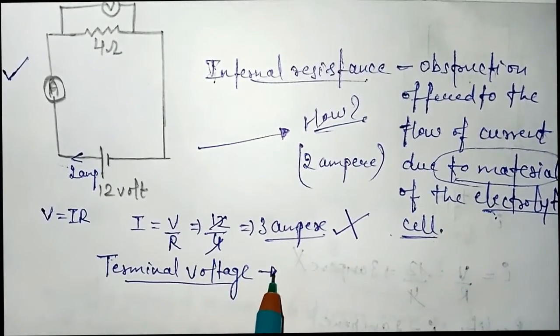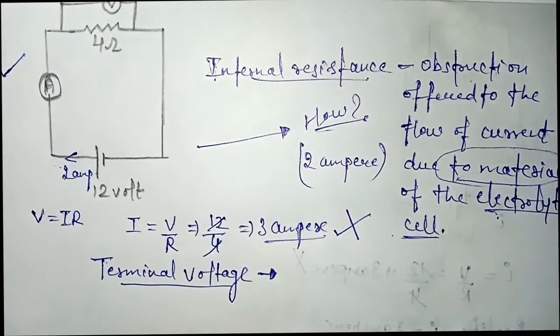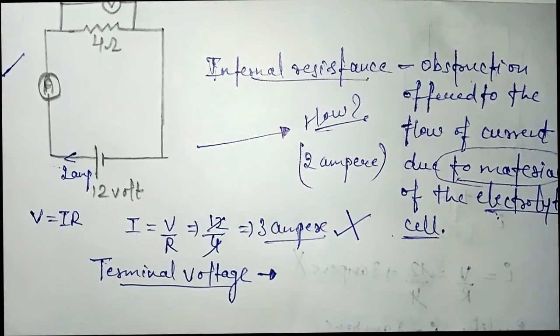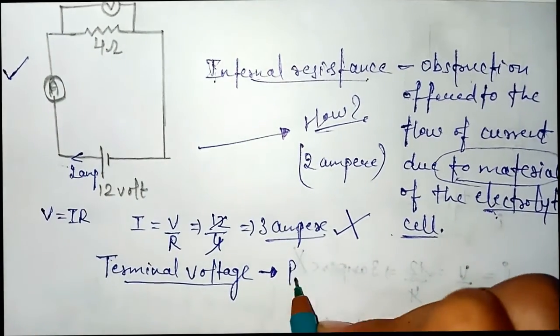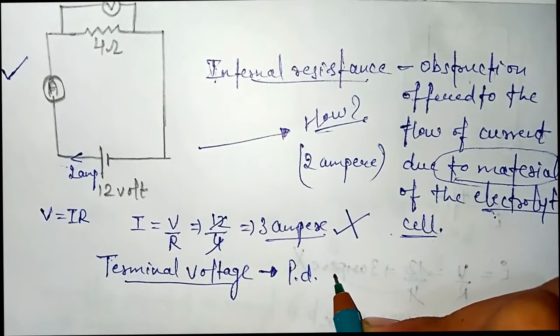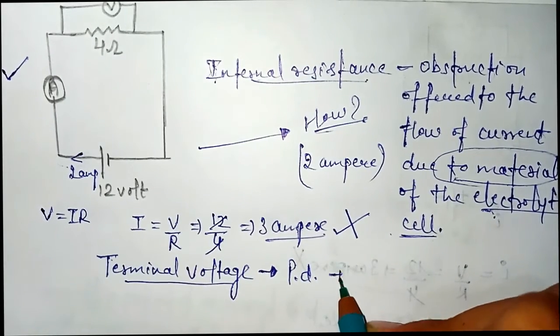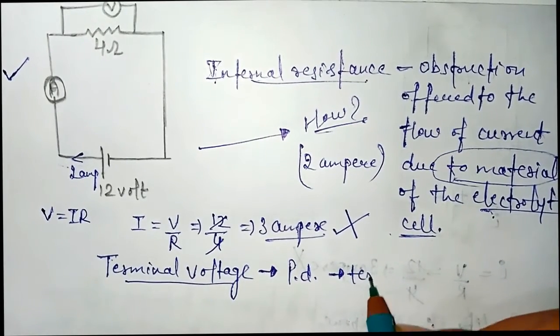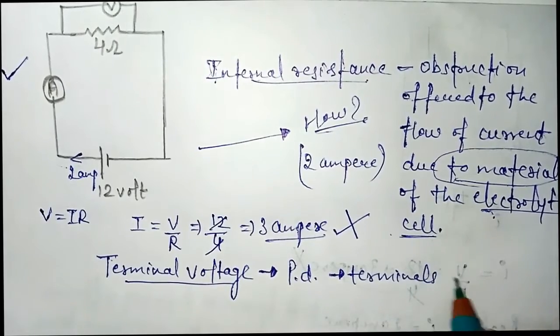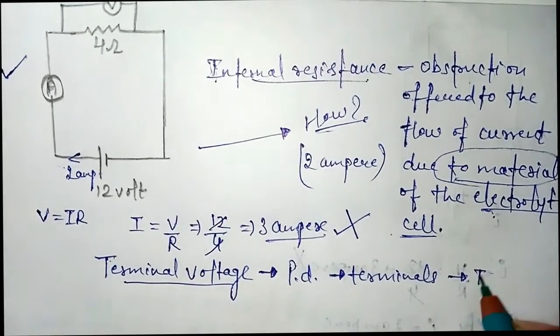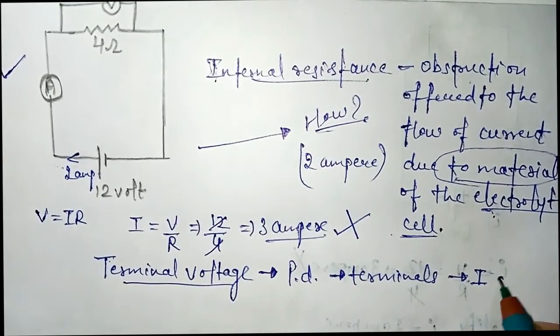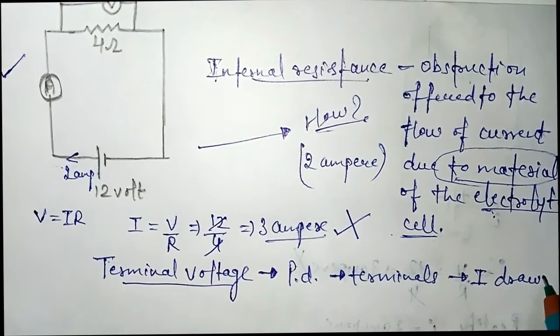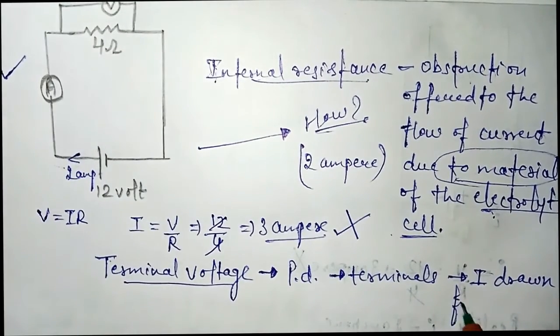In an earlier lecture, we talked about EMF. EMF is the potential difference when there is no current, and terminal voltage is the potential difference across the two terminals of a cell. किसके क्रॉस होता है ये? टर्मिनल्स ऑफ अ सेल के क्रॉस. ठीक है, जब करंट ड्रॉ कर रही है, एंड करंट ड्रॉ फ्रॉम द सेल.